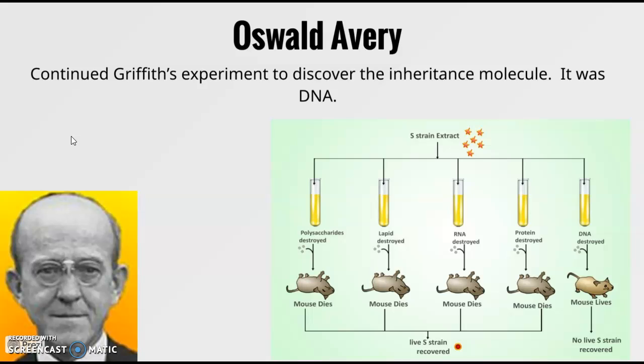So you can see in this graphic of his experiment what he did to try to figure out what was the transformation factor. In each of these, he destroyed, using enzymes, different parts of cellular structures. So this is what he destroyed. Polysaccharides, so some carbohydrates. When he did that, there wasn't any transformation and the mice died.